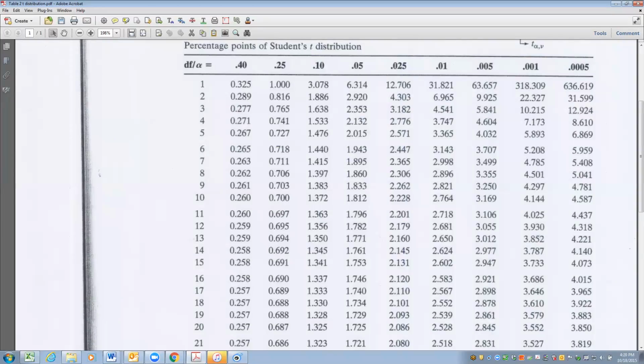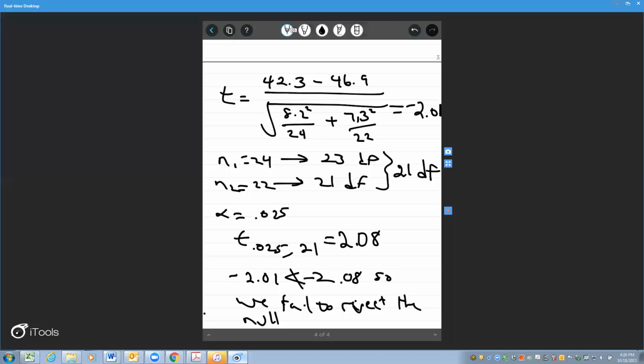This says we should walk out 2.08 steps to the left before we would think there was a problem. We've calculated that we've only gone out 2.01 steps to the left, therefore we fail to reject.